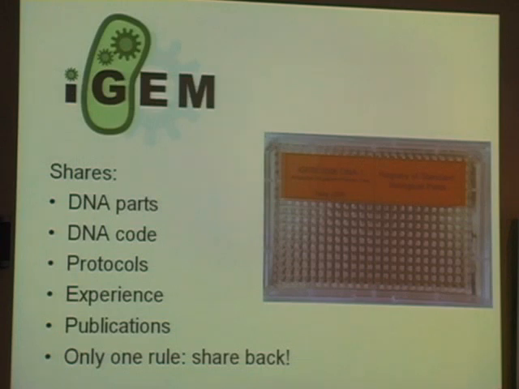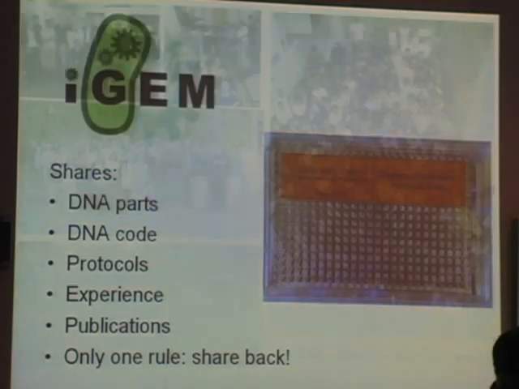They also created something called iGEM, International Genetically Engineered Machines. It's an open source program that essentially tracks people that want to play with these parts and use them and see what they can build with them. It's like a hobby kit for electronics. So it shares everything: parts, codes, protocols, experience, publications. Only one rule: share it back.